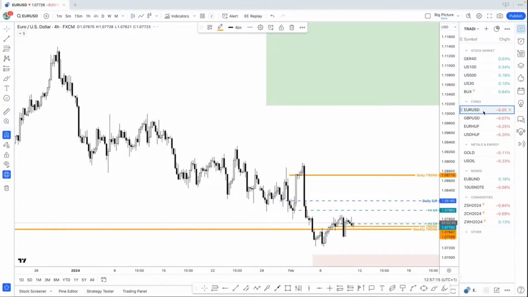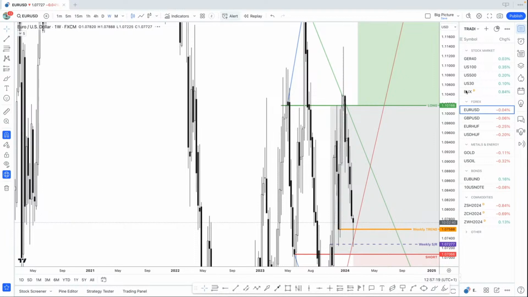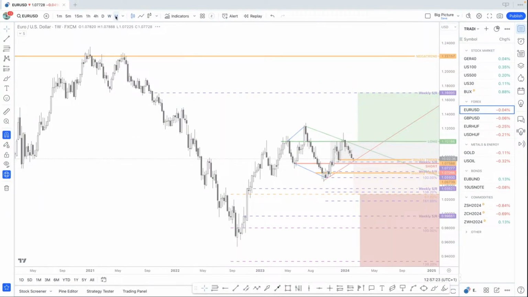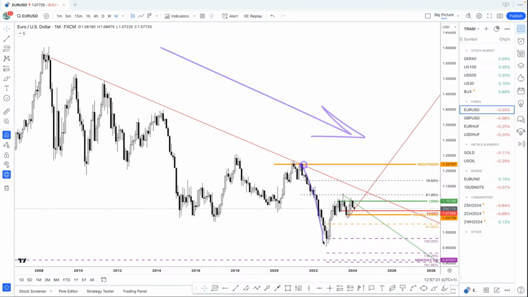Okay, let's see the euro US dollar. It's an interesting market right now, and if we take a look at the weekly, let's take a look at the monthly. On the monthly, we can see a short trend impulse, start of the impulse here, a huge impulse here. Right now, we are in the counter trend, the correction of this impulse, and this correction came all the way up to the 61.8 level.